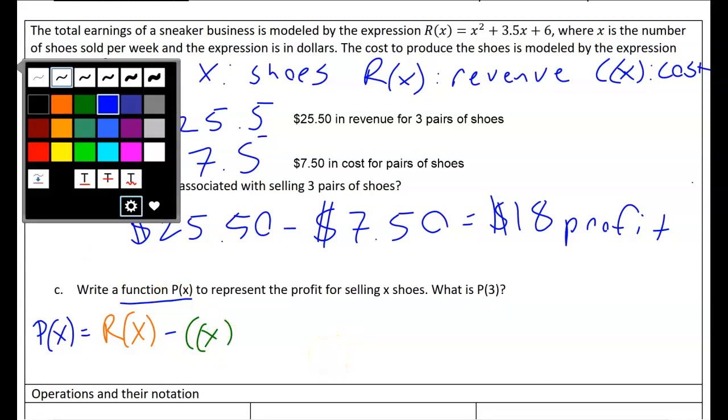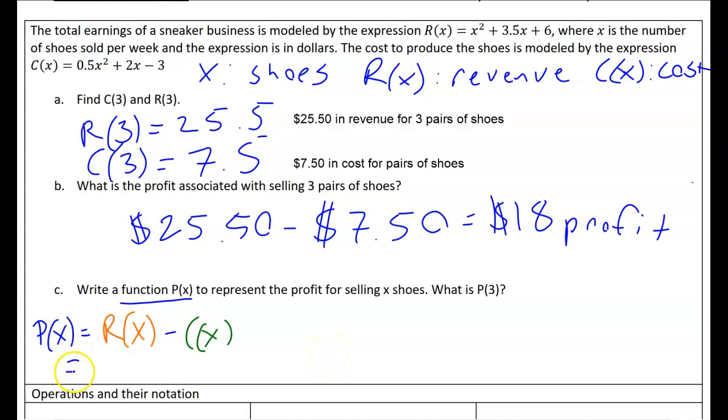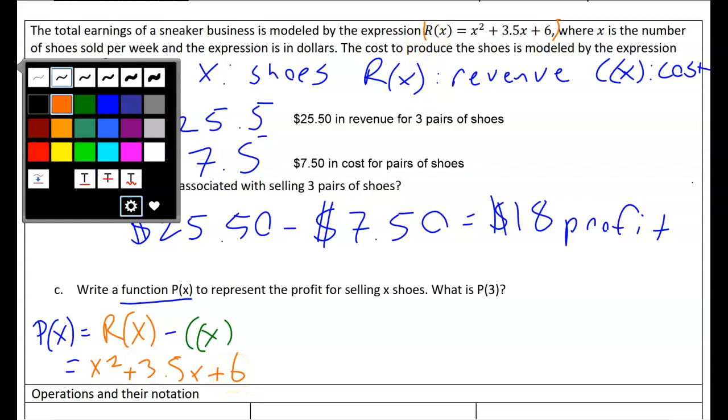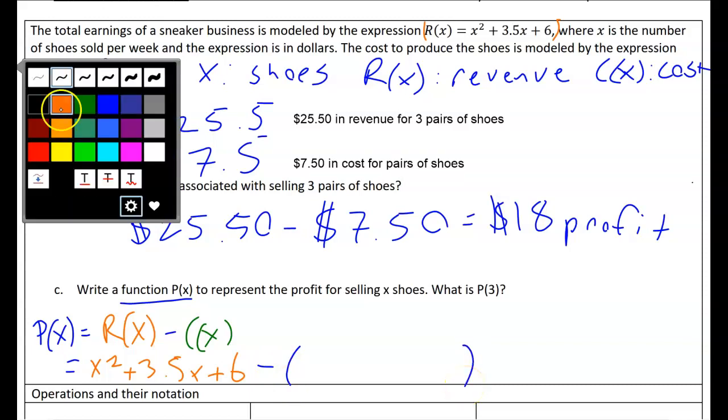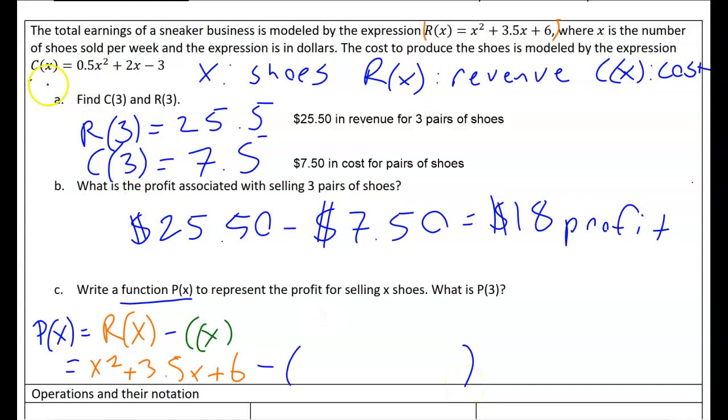The reason that I color coded this is because we are actually going to simplify this as a formula. So R of x, from the text, that's x squared plus 3.5x plus 6. So here's R of x. And then minus C of x. Notice, I'm going to put this in parentheses, because I'm subtracting the whole thing. C of x was here in the text, 0.5x squared plus 2x minus 3.